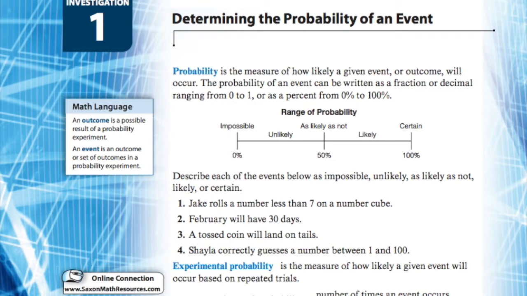The probability of an event can be written as a fraction or a decimal, ranging from 0 to 1, or as a percentage from 0% to 100%. A lot of times when we talk about this range of probability, we like to equate these mathematical numbers or percentages to just our regular language.